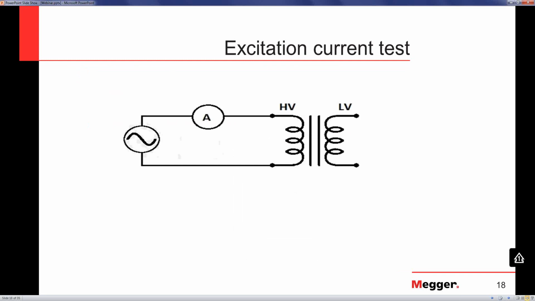This is what the circuit looks like. You apply an alternating voltage on the high winding with the low winding open circuited.